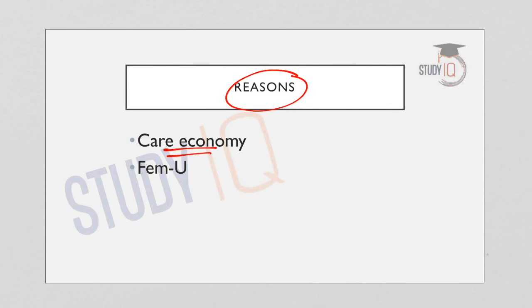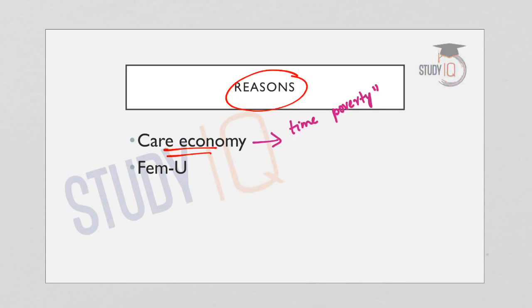The first reason is the care economy. So what is meant by the care economy? The care economy concept means that the burden of household work on women is more compared to that on men. For example, women spend more time on fuel collection, domestic work, and child care. So in any household in India, the female has the burden of taking care of the family, taking care of children and all the household jobs. And this is referred to as the time poverty of the female.